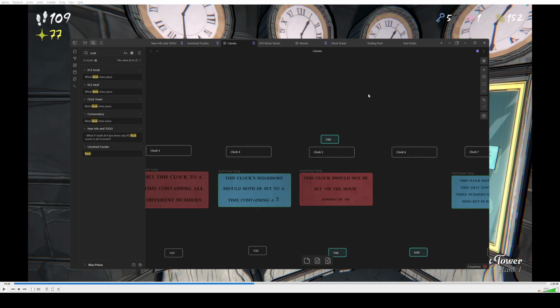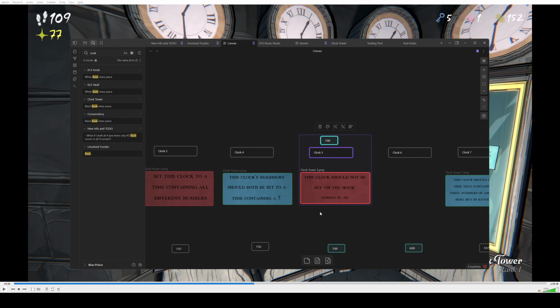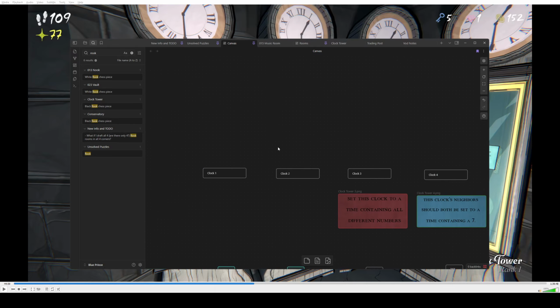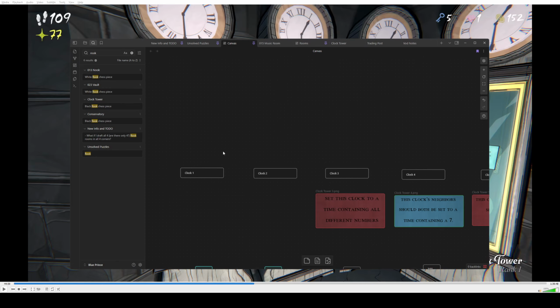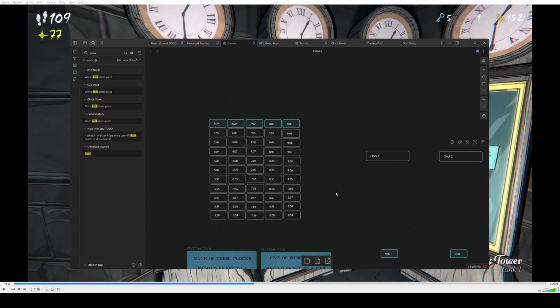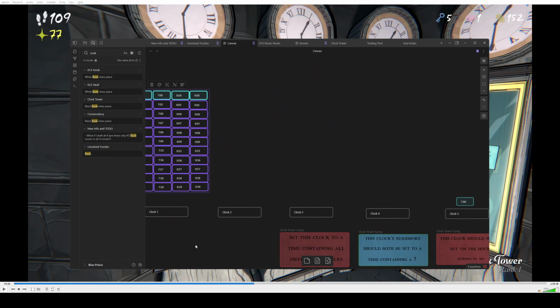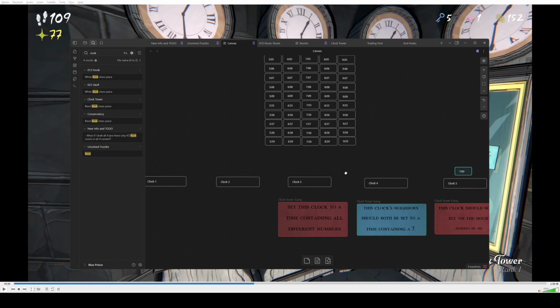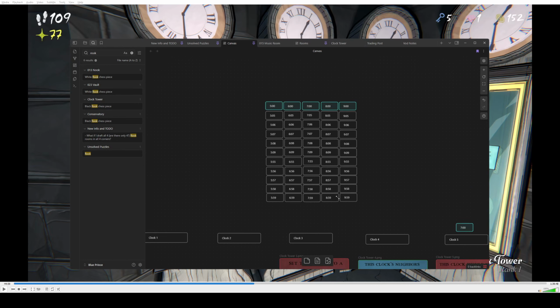Okay, so the 7 o'clock, I think that doesn't change. Has to be on the hour, has to be a 7. Perfect. Now let's go through this similarly to how I did before. We know this one has to be not all different numbers and has to also contain a 7. So if I take all this, now we delete everything that doesn't have duplicates and 7s.